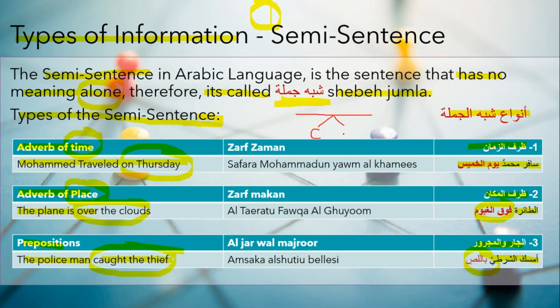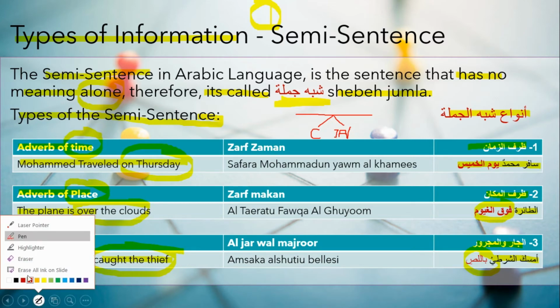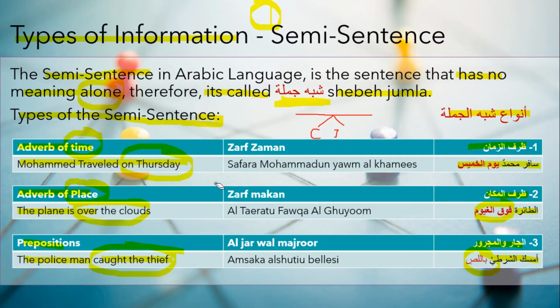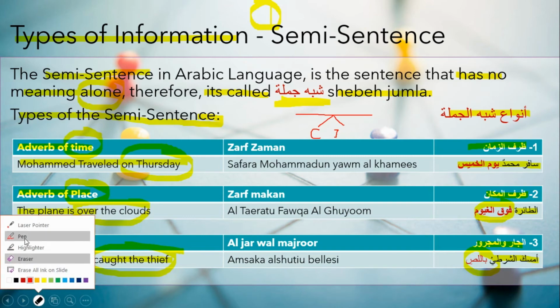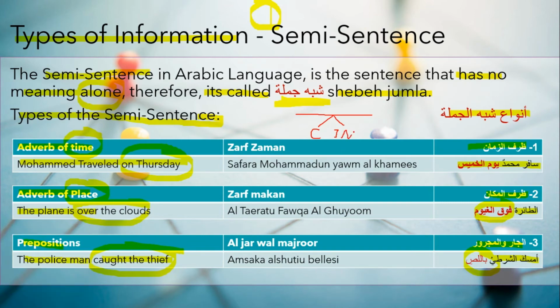الجار والمجرور, we explained it before when we discussed the preposition. If you remember, in that previous lecture, we discussed the prepositions when we put ba before the noun, ba or fi or min or an or ala, those prepositions. These are called semi-sentences. It's most famous. ظرف الزمان وظرف المكان, usually we use them sometimes, but mostly we use these prepositions.